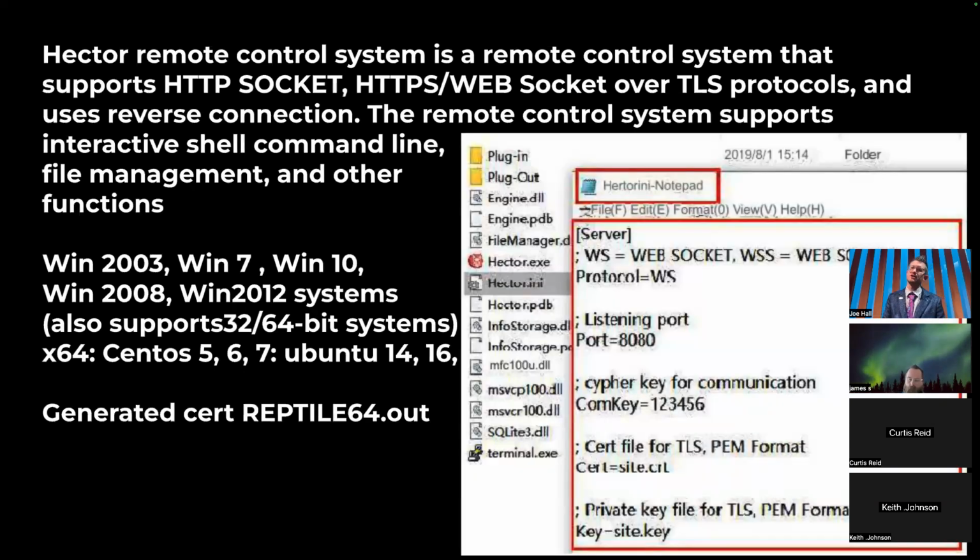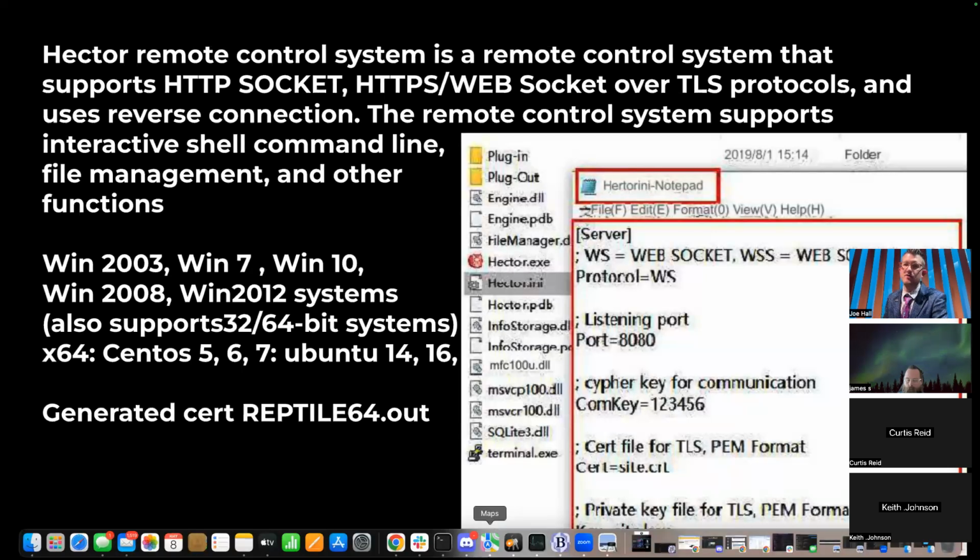So Hector is a remote control system. It supports HTTP socket, HTTPS WebSocket over TLS protocols and uses reverse connections. The remote control system supports interactive shell command line, file management, and other functions. And it can breach Windows 2003, Windows 7, Windows 10, 2008, Windows 2012, 32 and 64-bit, and CentOS 5, 6, 7, Ubuntu 14, 16. When they generate their certificate to get access into this, they use Base64 encoding.